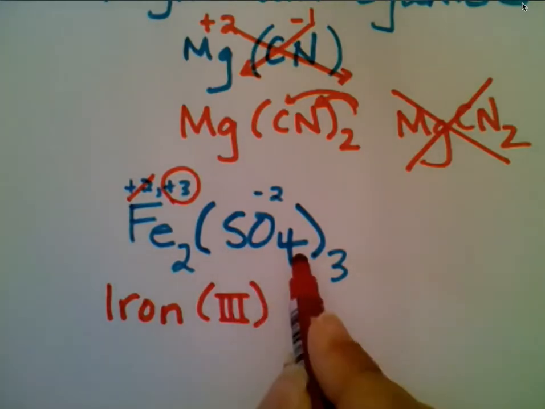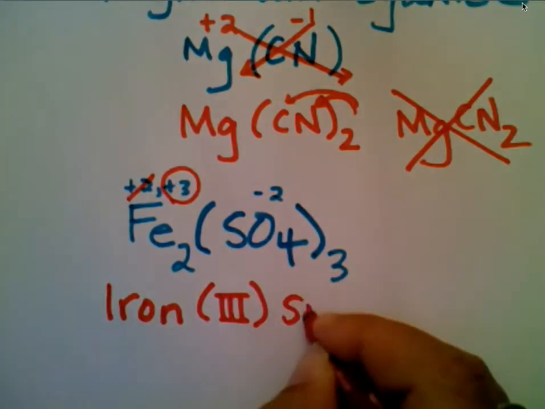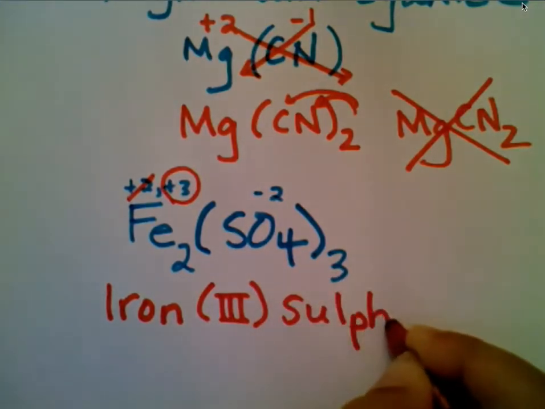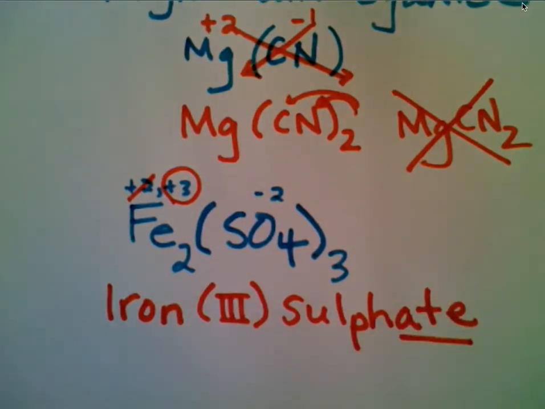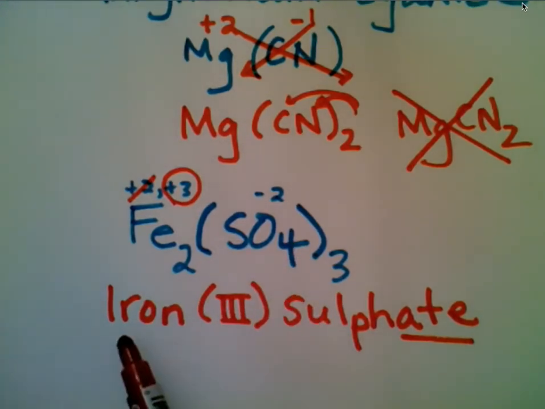I know that this is sulfate, and I must make sure that it is ATE, and that indicates to me that it's polyatomic. Normally, if it ends in "ide," it's a binary compound, but if you hear "ate" or "ite," you know that it's most likely more than 2 elements forming the compound. So there we have it, iron 3 sulfate.